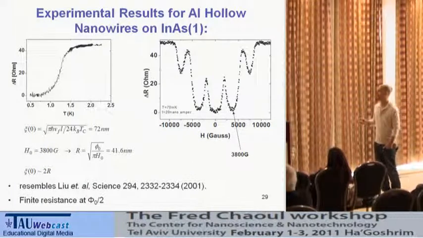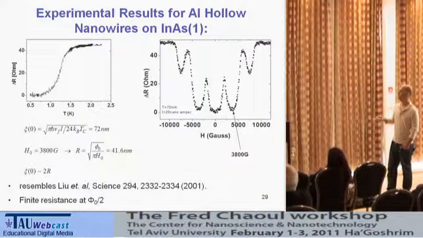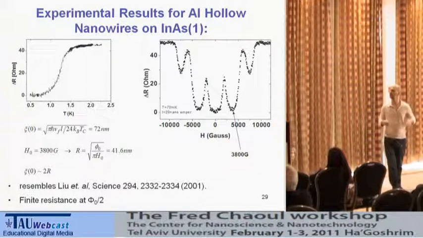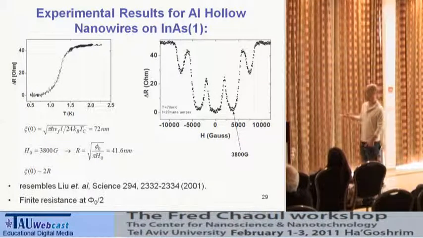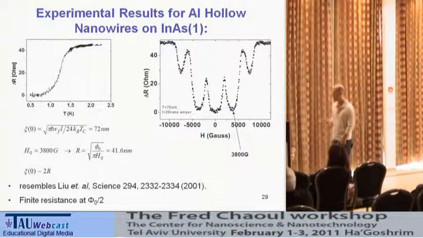From the value of the normal state resistance, we can estimate the mean free path using a free electron model. And from the mean free path, you can calculate the zero temperature coherence length to be about 72 nanometers. From the period of the oscillations, this 3800 Gauss, we can calculate the radius to be 41.6 nanometers. And if I double this, I'm seeing again that the coherence length is about the same order of magnitude as the diameter. So this is what I said at the beginning, a small cylinder.